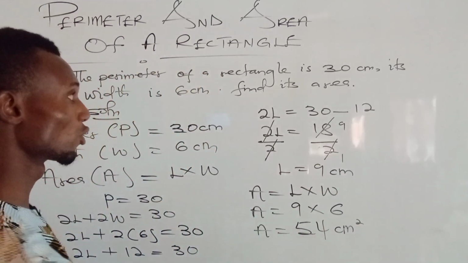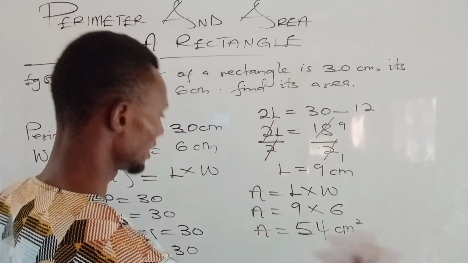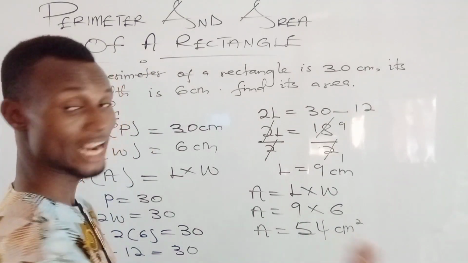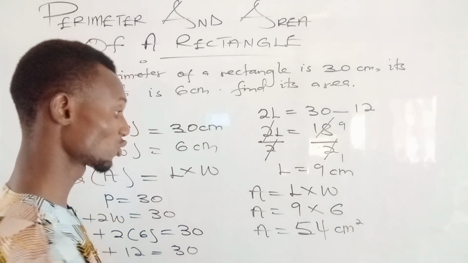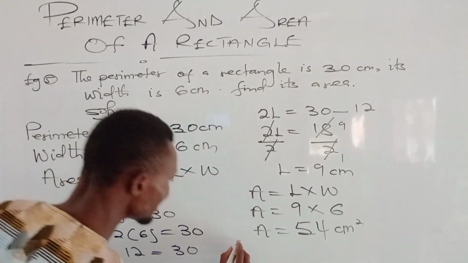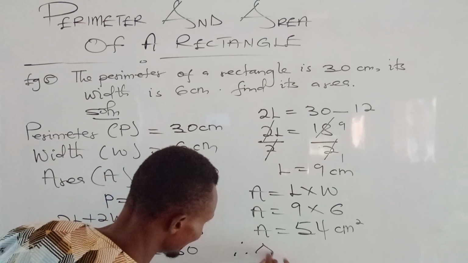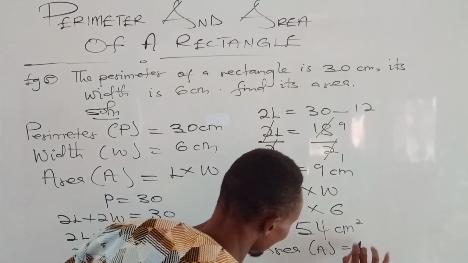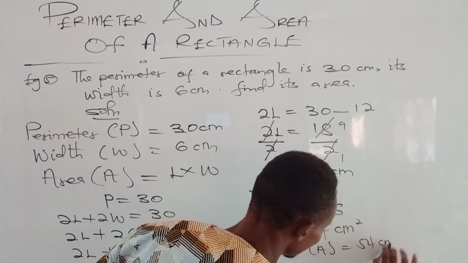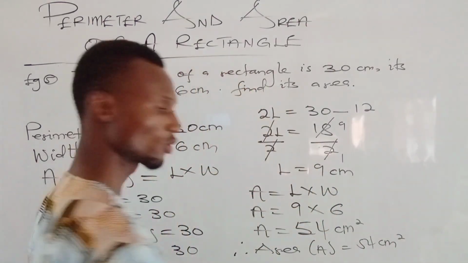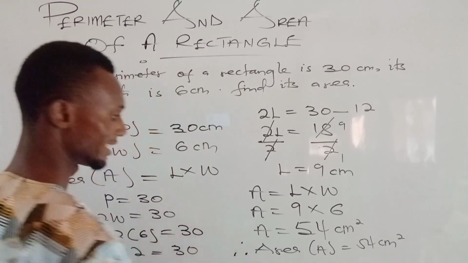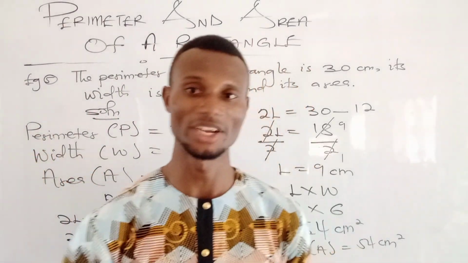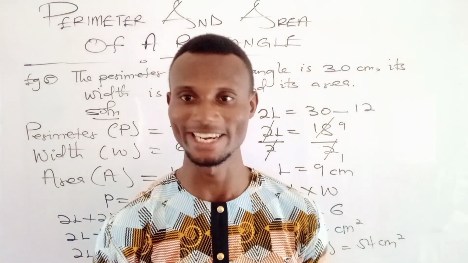Now just conclude. Say, therefore its area is 54 centimeters squared, or you can say, therefore the area is 54 centimeters squared. So let me write it here. Therefore the area, in brackets A, equals 54 centimeters squared. Just conclude like this. So this is your final answer for solving the question on the board. Hope you understood it.